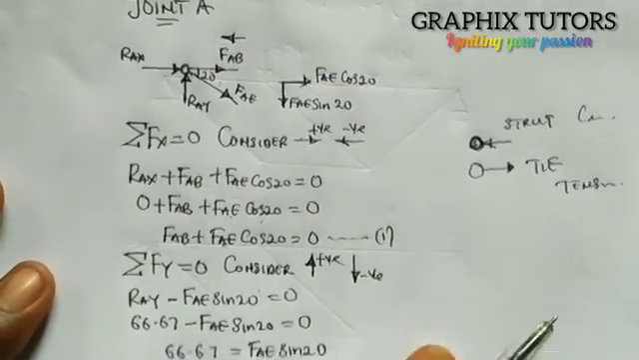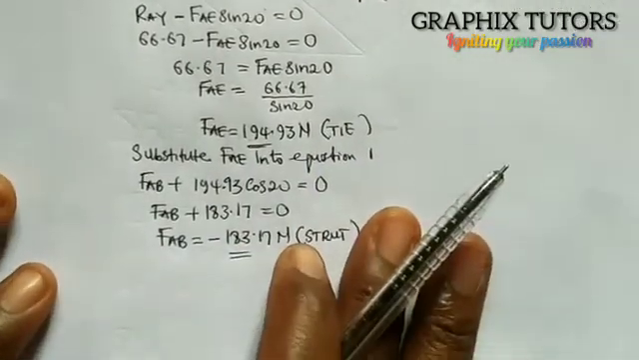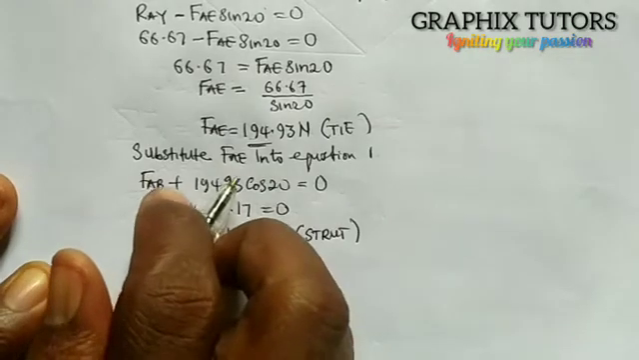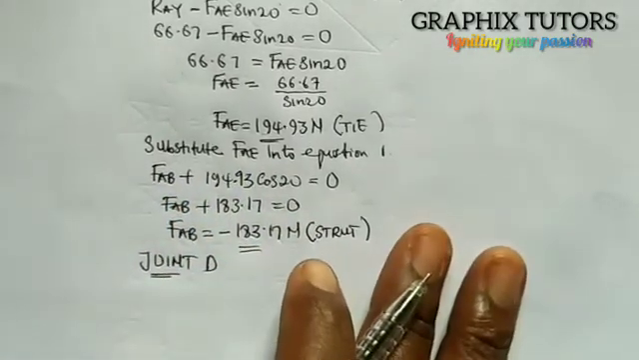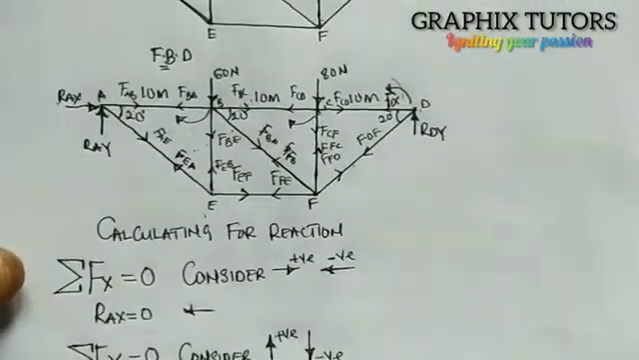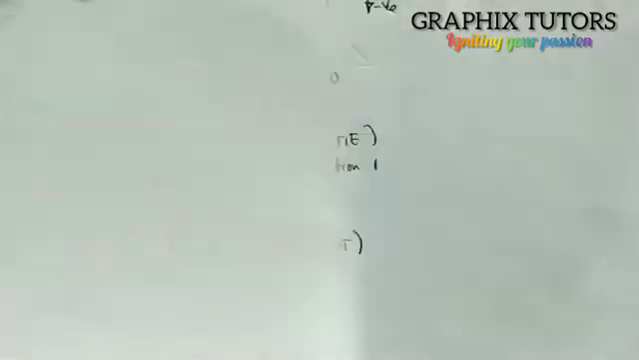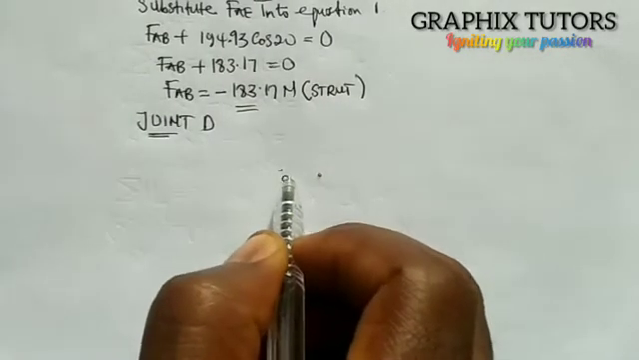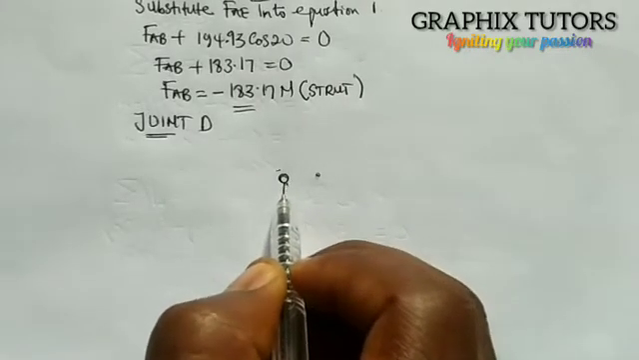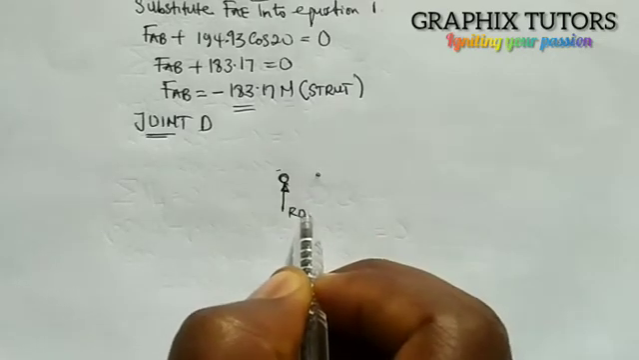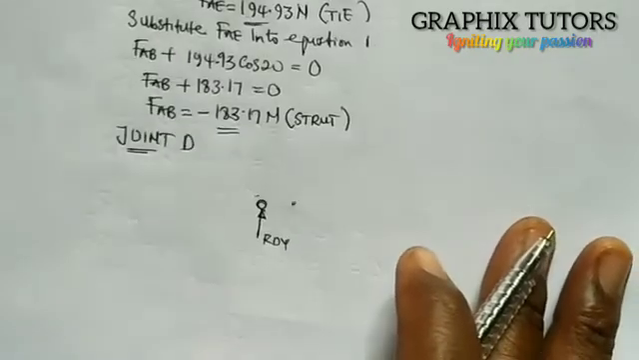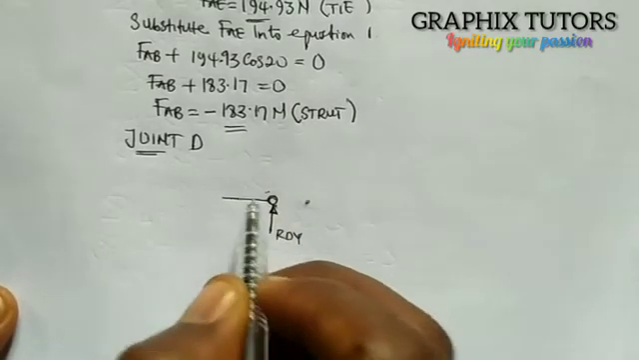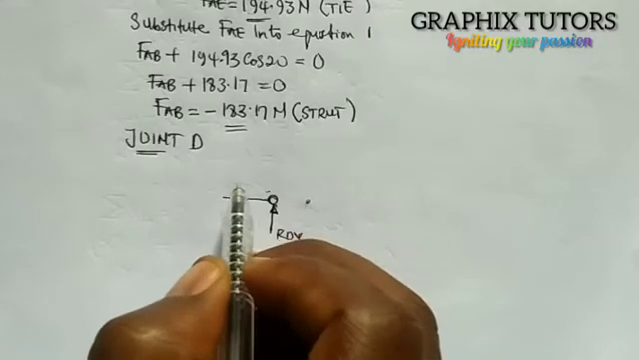So for joint D, what do I have there? Let's see. For joint D, I'm going to draw it this way. Let's move upward. I'll draw this, and I have a force going upward in the name of my arrow dy, and a force coming this direction in the name of my FDC.